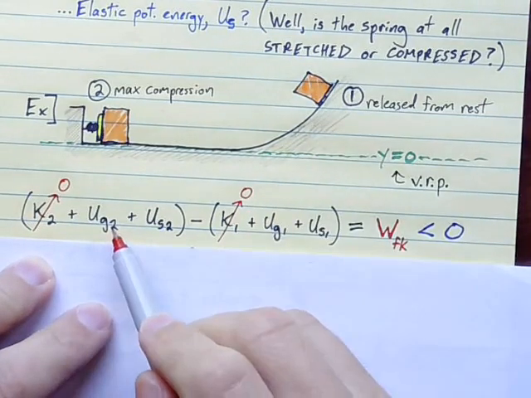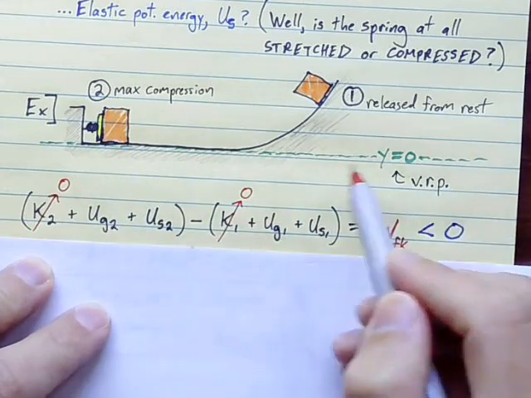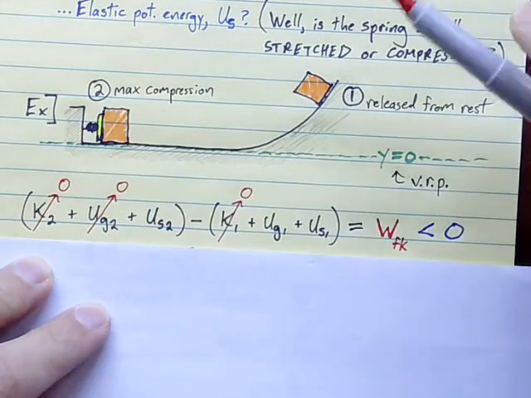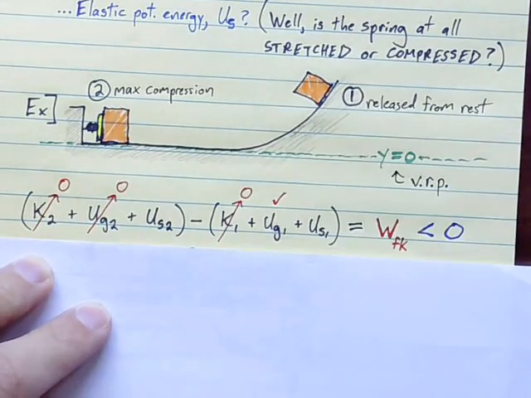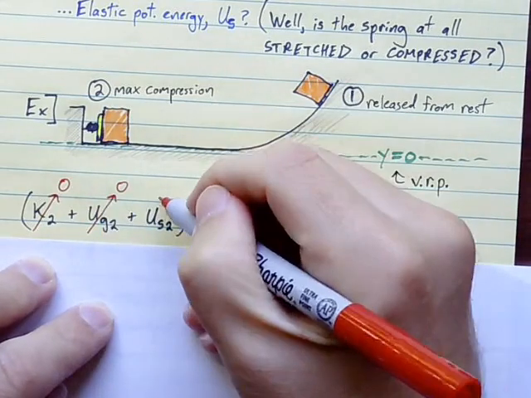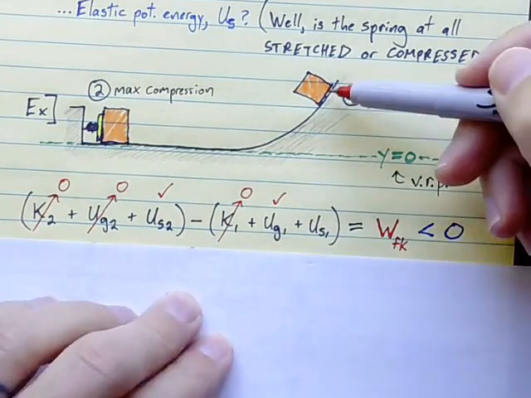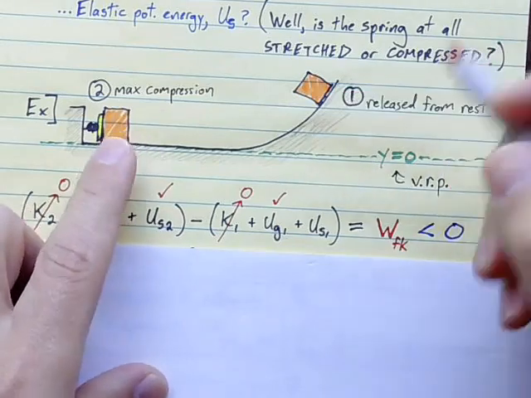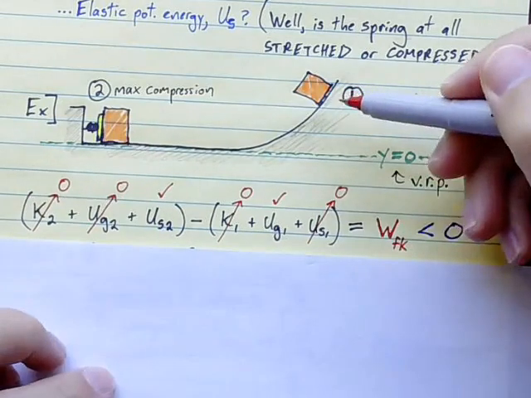Gravitational potential energy. Here at moment 2, the block is at our vertical reference point. It's at y equals 0, so no gravitational potential energy. At moment 1, it is above the vertical reference point, so yes, we do have gravitational potential energy at moment 1. Spring potential energy. At moment 2, the spring is compressed. Compressed spring is storing energy, but at moment 1, the block is up here, the spring is down here. The spring would be just sitting at its natural length, uncompressed, so no spring potential energy. The spring is not storing energy at moment 1 when the block's not touching it.